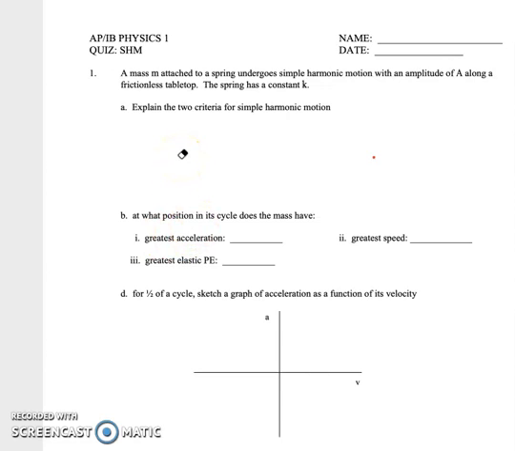All right, let's start in on the solutions to the quiz. I'll try to keep it as brief as possible. This will probably be spread over into two tutorials. All right, first question is, what's the criteria for simple harmonic motion?